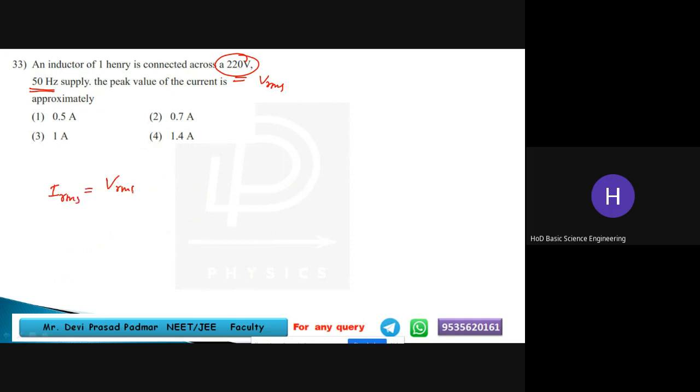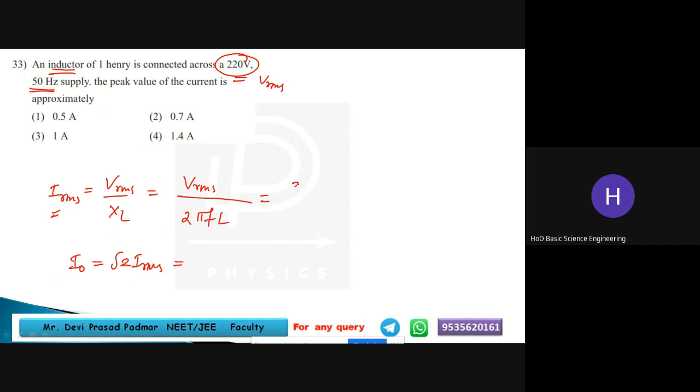So using RMS voltage, you can calculate IRMS. How? It is an inductor, right? So VRMS by XL. So how to calculate XL? VRMS divided by XL, 2 pi FL, right? So why do we need this IRMS? Because you know the relation between V naught, I naught and IRMS. I naught is nothing but root 2 into IRMS. So just you can calculate this.